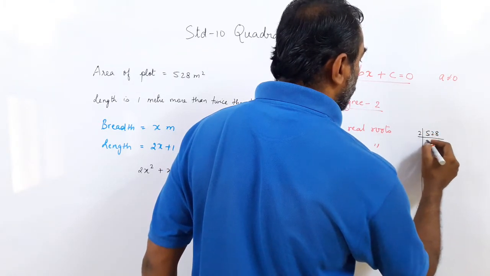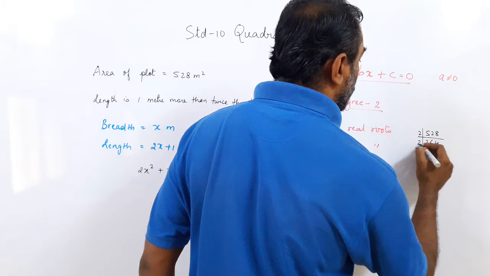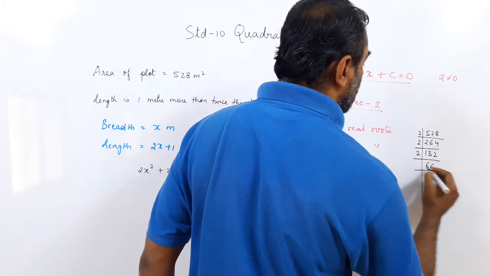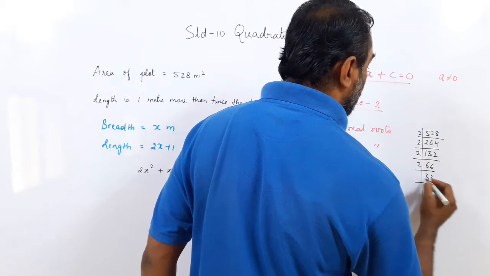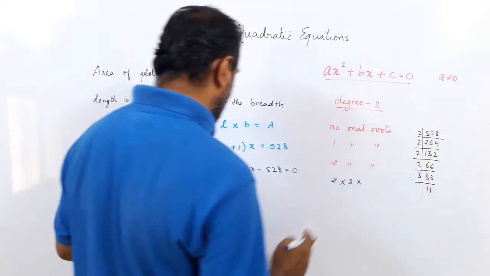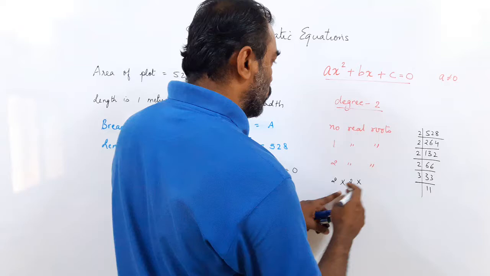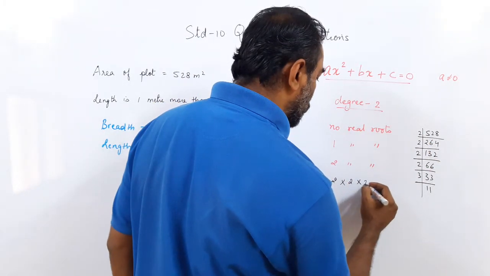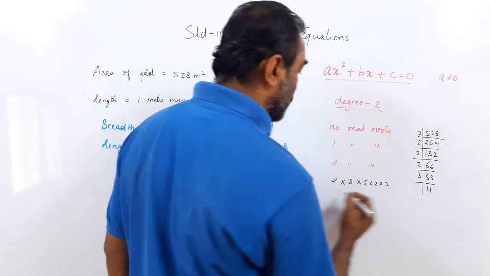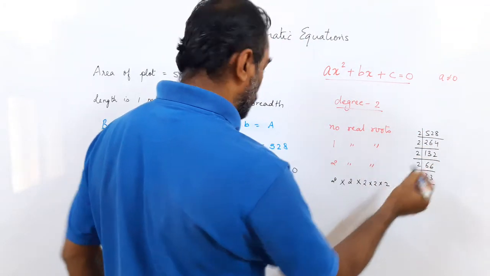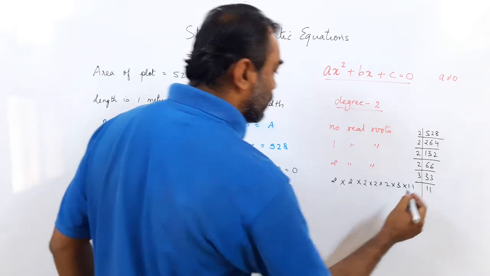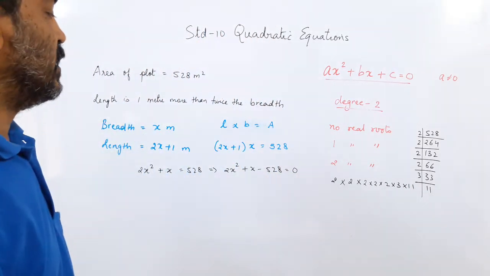528, 2, we get 264, 2, 132, 2, 66, 2, 33, 3, 11. So in this we have got 2 into 2, 2 into 2 into 2, so it is 1, 2, 3, 4, 5 times, and this 2 to the 5 into 3 into 11. So these are the factors that we have.